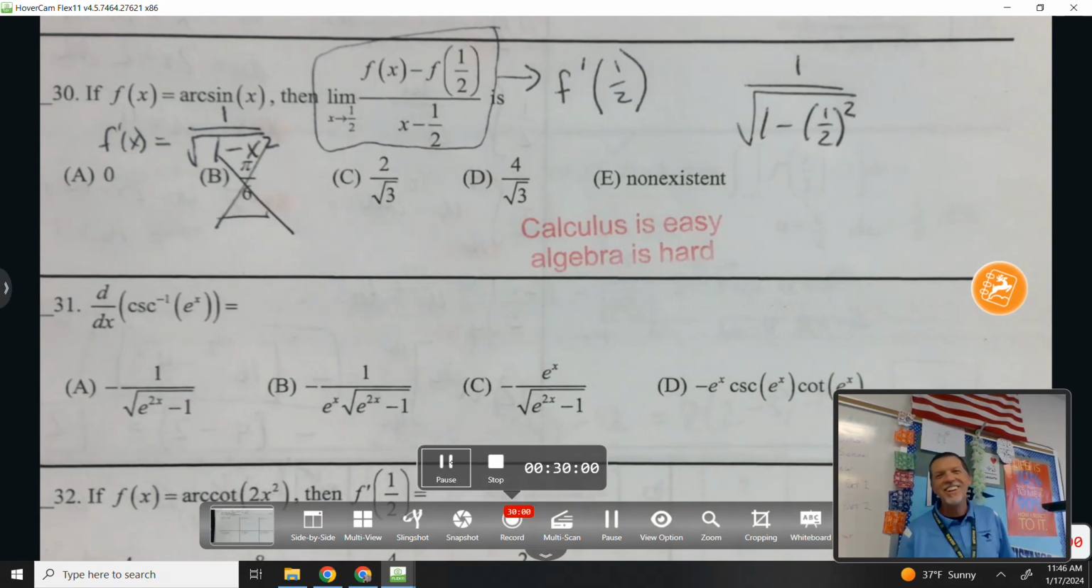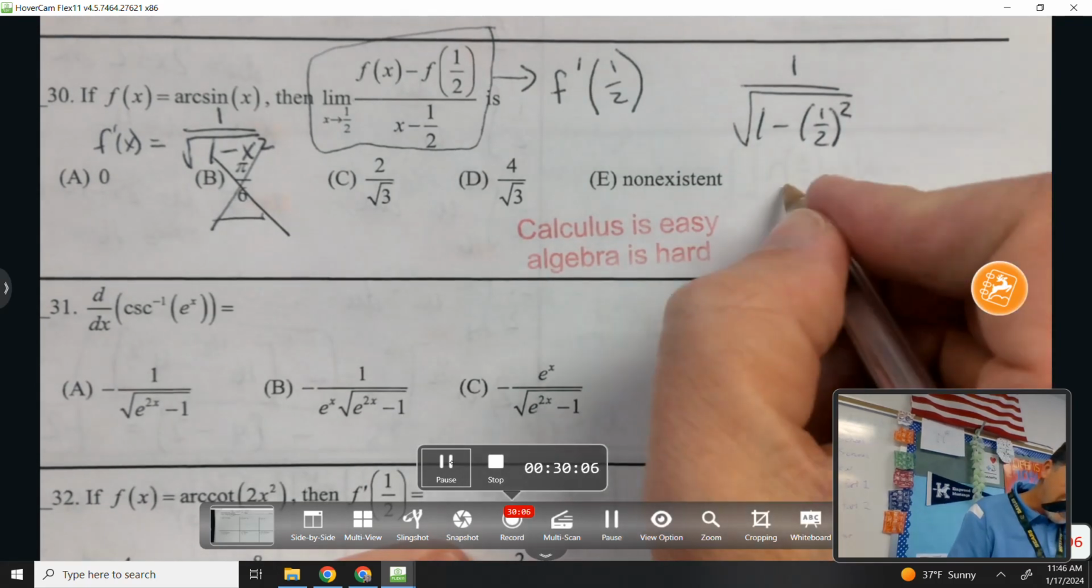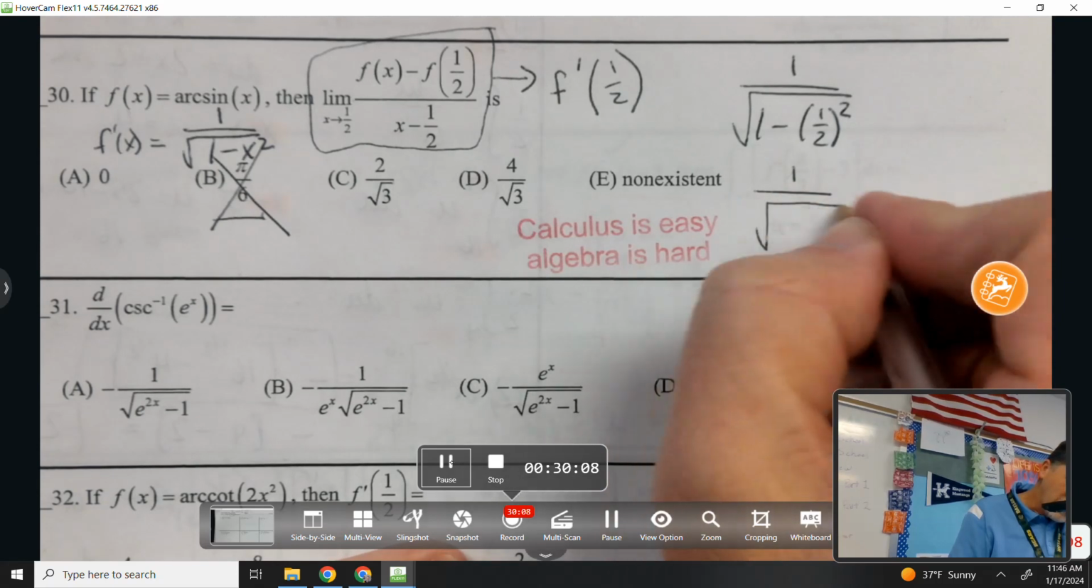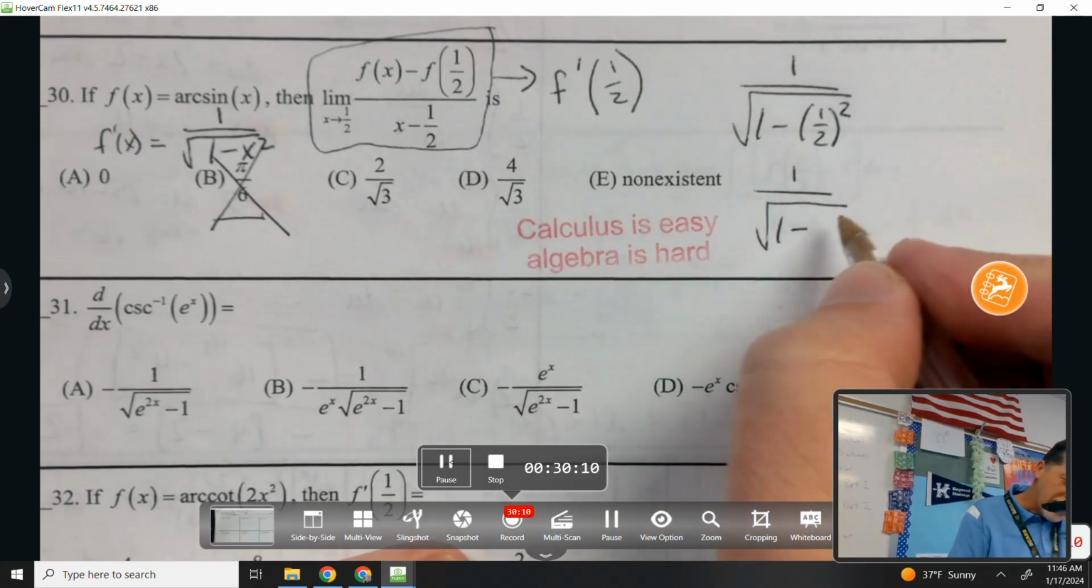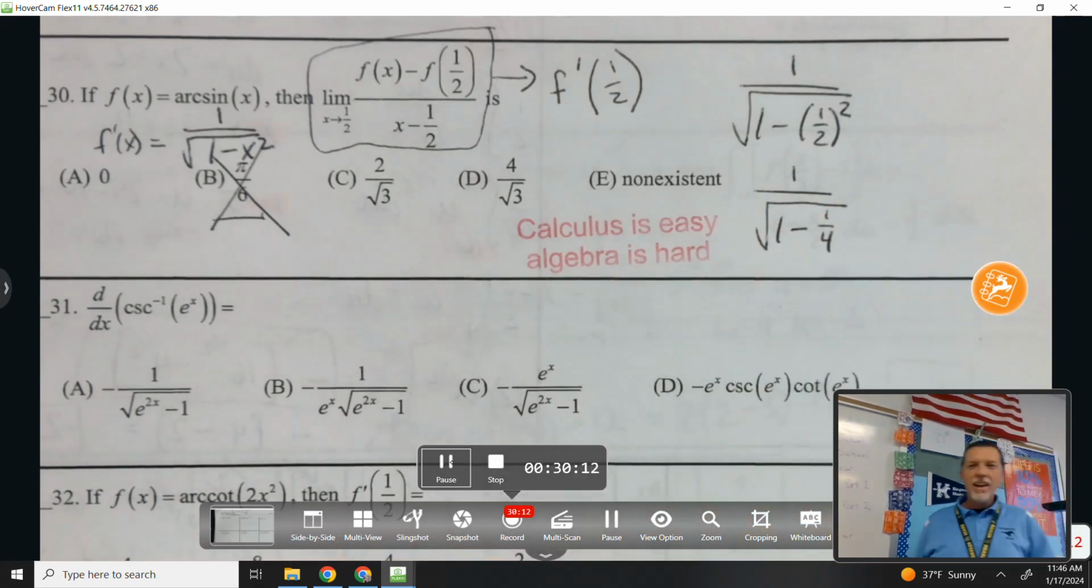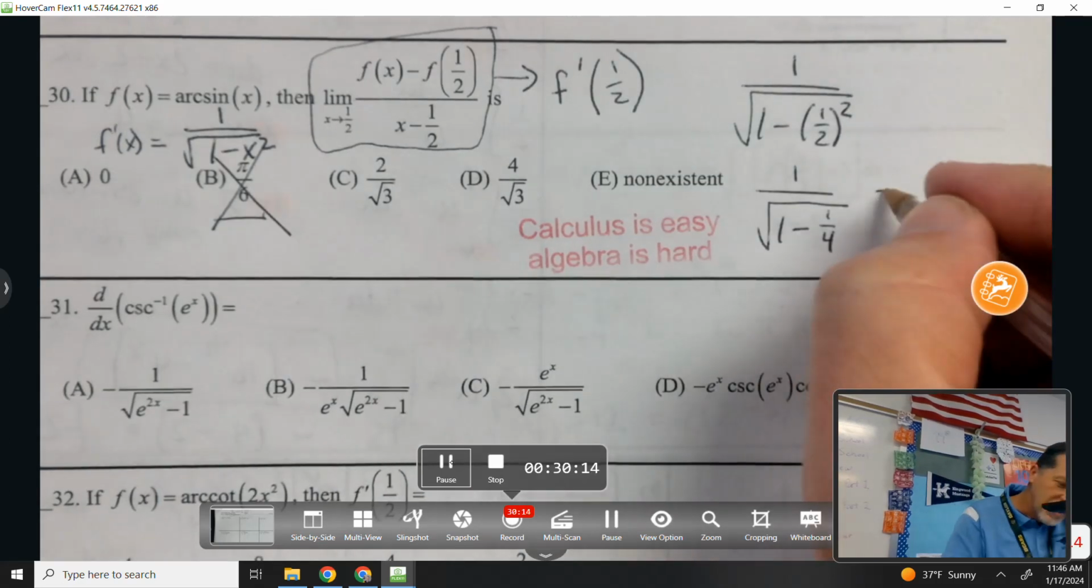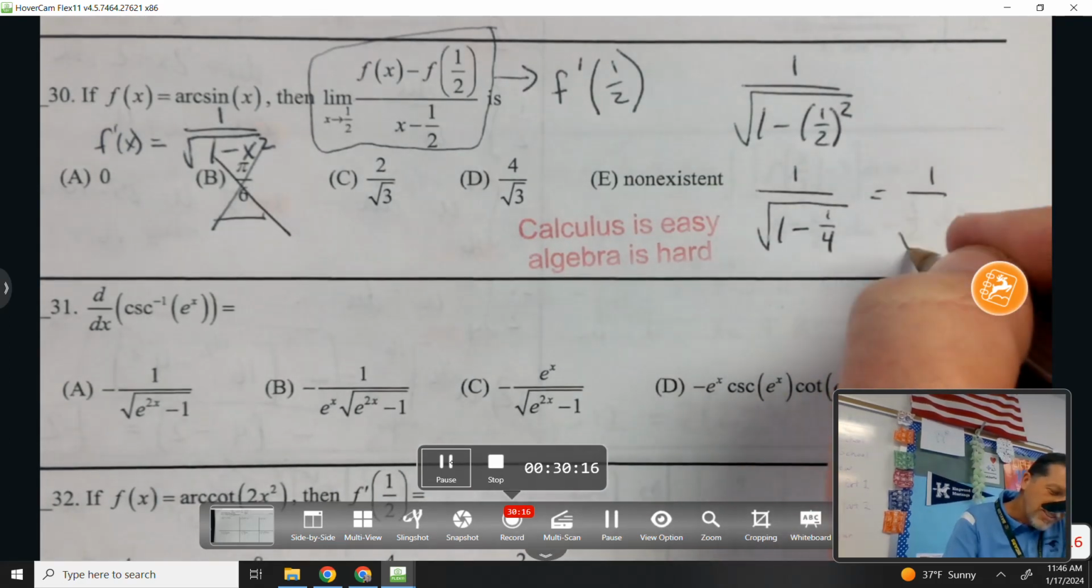So we're done if we can safe stop, but my answer choices don't look like that. So let's make your Algebra 2 teacher proud here. Half squared is a fourth. 1 minus a fourth is 3/4.